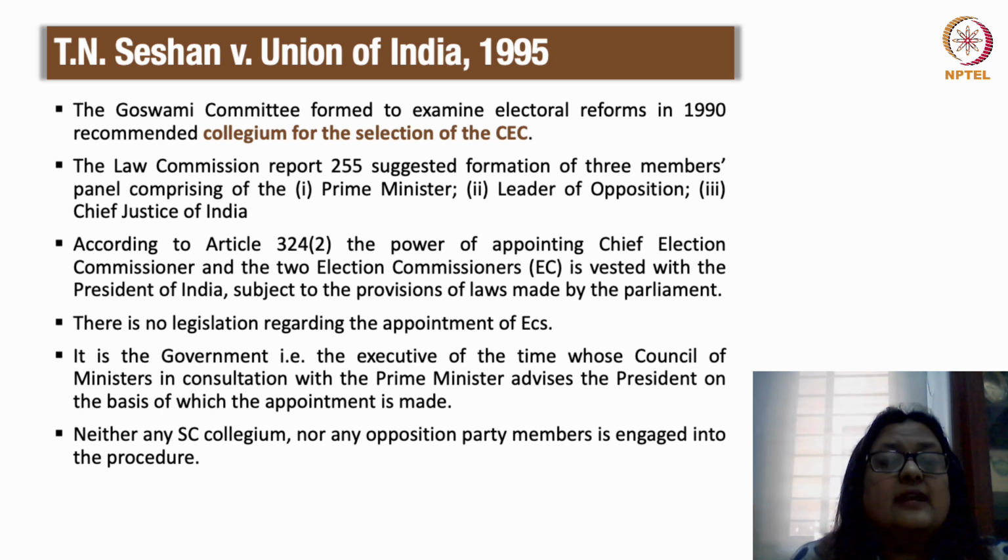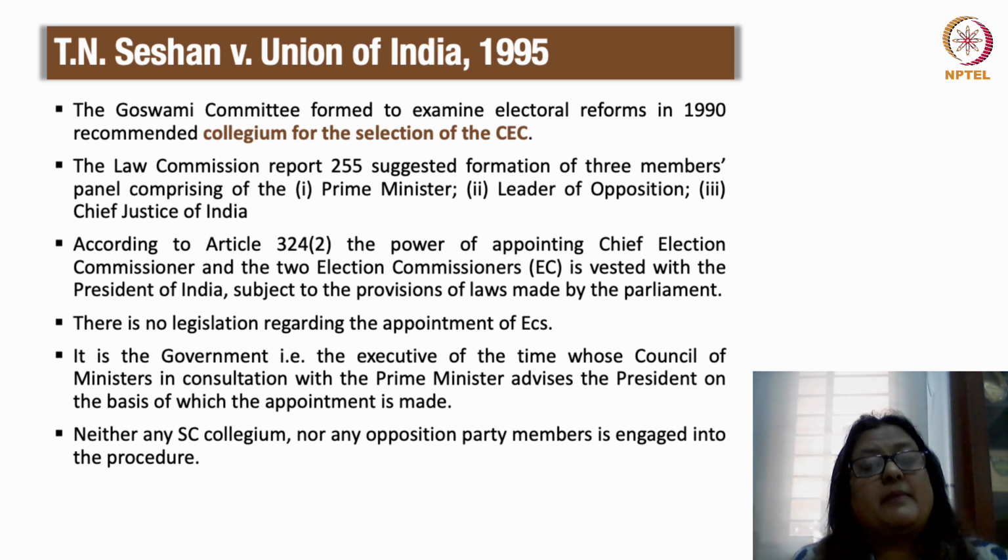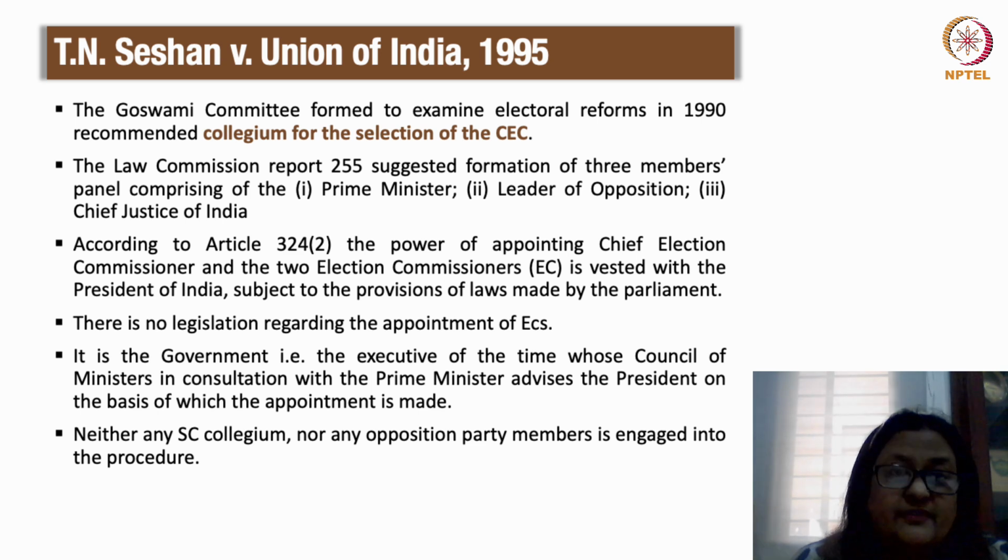Now, regarding the Election Commission, there were certain recommendations made by certain committees set up for the function. We already know that the tenure is 6 years and the age of retirement is 65 years, whichever is earlier. The Goswami Committee was formed to examine the electoral reforms in 1990, which also stated that a collegium system should be made for the selection of the Chief Election Commissioner.